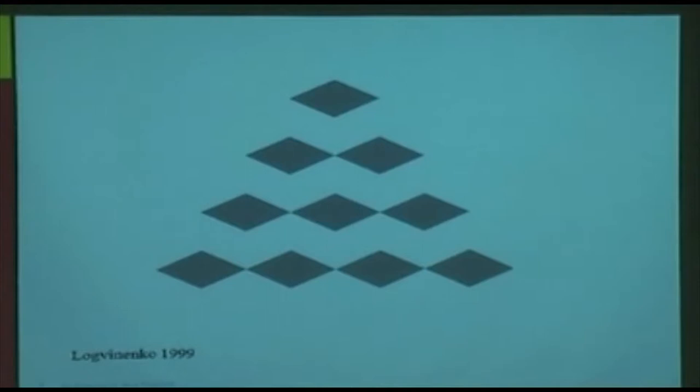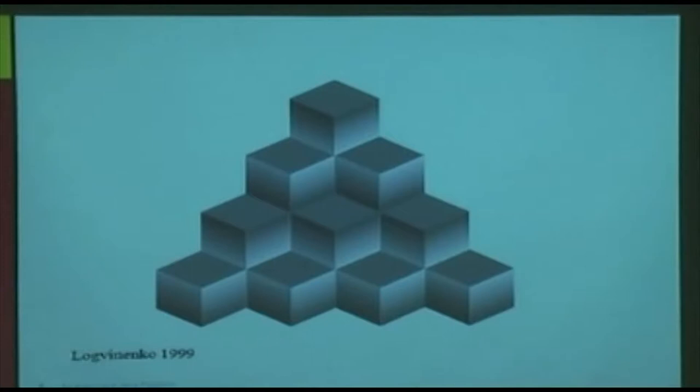And I'm even going to tell you how this one works. If you look at the vertical faces, you'll see they have gradients on them. Dark to light, dark to light. So this one is surrounded by dark to light gradients, and so it looks dark. Whereas this one is surrounded by light to dark gradients, so it looks light. And now that you know how it works, it doesn't work anymore, right? They all look the same.